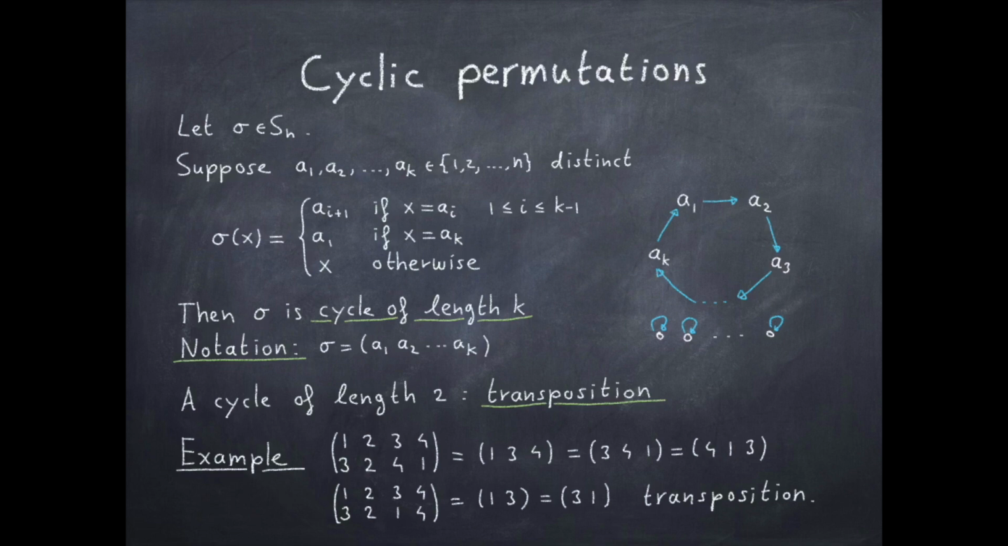Note that there is more than one way to write down the same cycle. The cycle 1, 3, 4 is the same as the cycle 3, 4, 1 is the same as the cycle 4, 1, 3. This is not the same as the opposite cycle 1, 4, 3.